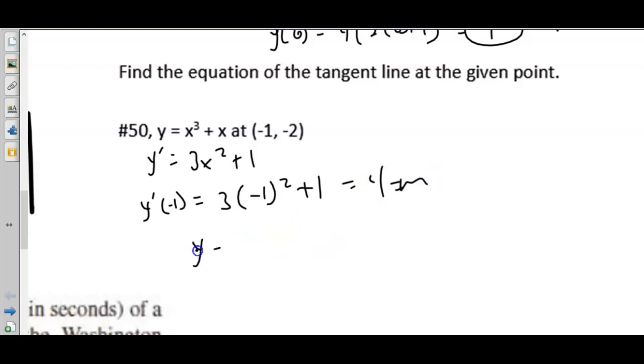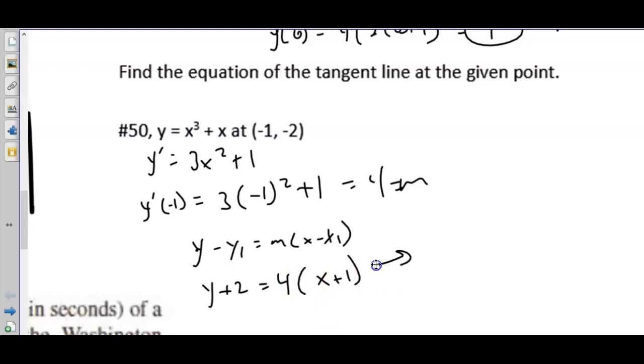Then we use y minus y1 equals m times x minus x1. y1 is negative 2, so y plus 2 equals m times x minus x1, so that's negative, so that's plus 1. You can leave it like that, or you can simplify it as y equals 4x plus 4 minus 2, so 4x plus 2. That is the equation of the line, okay?